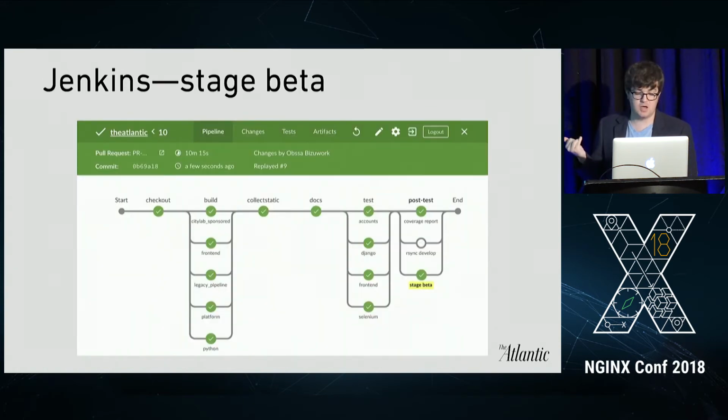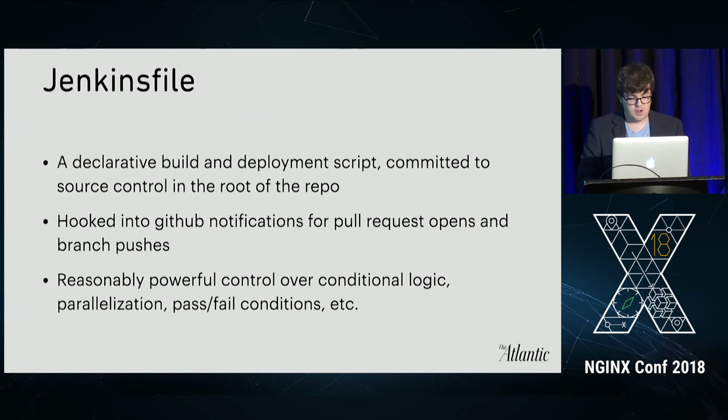So what exactly is behind the steps you see displayed here on the Jenkins build screen? It's powered by a file committed to the root of your code repository named Jenkinsfile. It uses a declarative syntax to define steps, conditionals, parallel stages, and pass-fail states. It can then be hooked up with GitHub notifications so that builds are triggered by, for instance, opening a pull request or creating a branch and pushing it out.